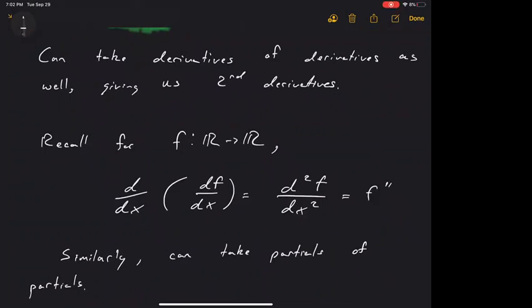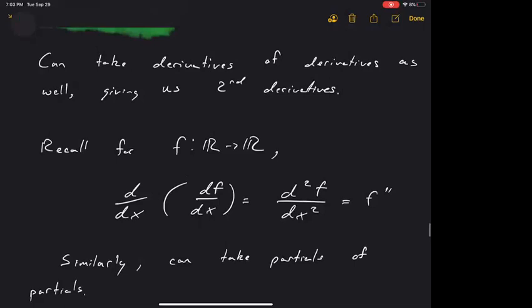Remember that the second derivative of a function f is basically the derivative of the first derivative. If I want to find the second derivative of f, first I find the first derivative, df/dx, and then I differentiate that, and that gives me this notation, d squared f over dx squared, which is the notation for the second derivative.